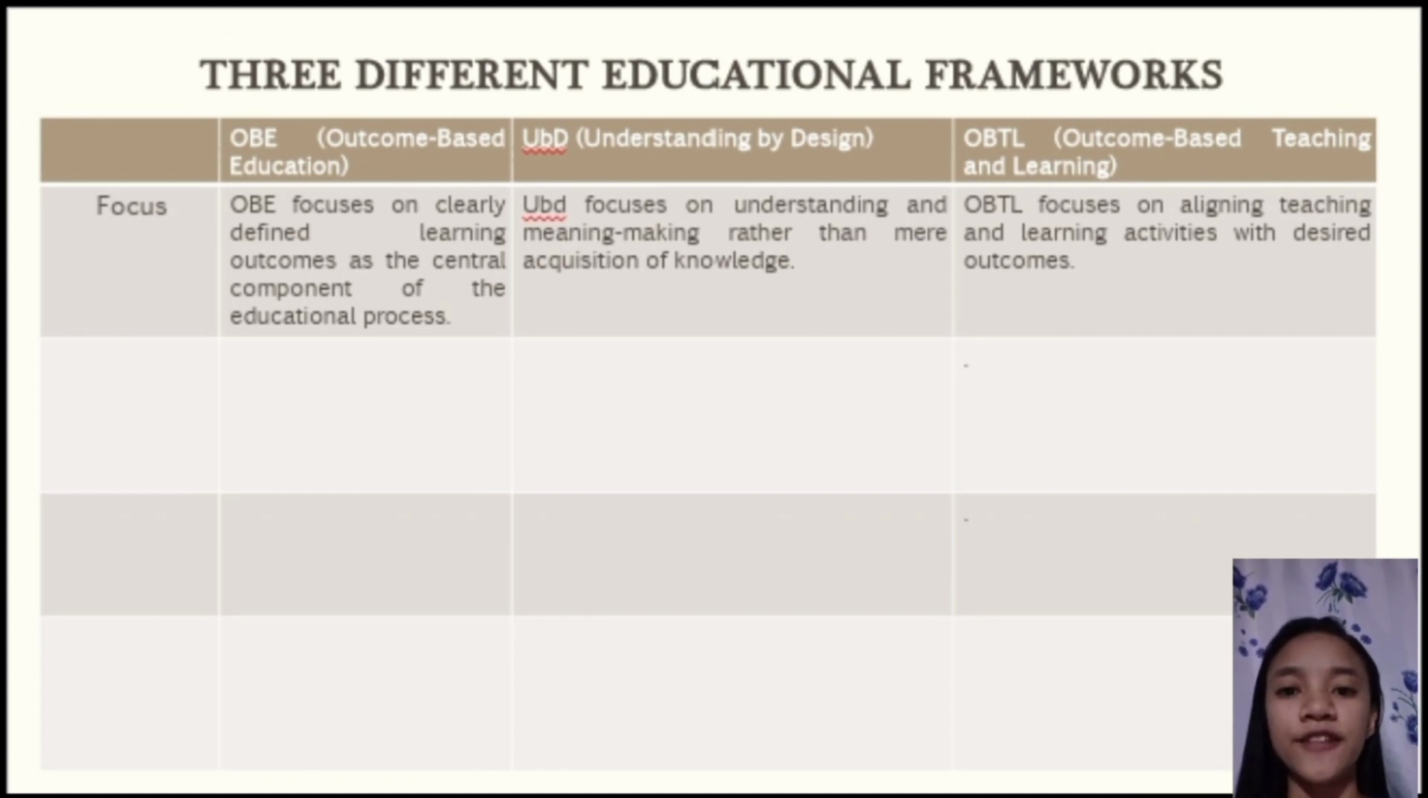In OBE, it focuses on clearly defined learning outcomes as essential components of the educational process. It emphasizes what students should be able to do or demonstrate at the end of the course or program. In UBD, it focuses on understanding and meaning-making rather than mere acquisition of knowledge. It aims to develop students' deep understanding of important concepts and transferable skills.